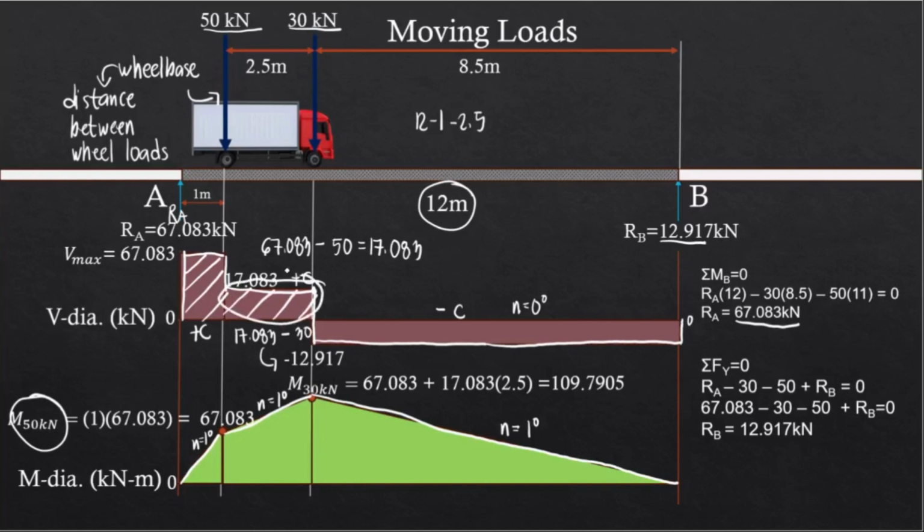Now this area is 17.083 multiplied by 2.5 meters. That's why we have this. And so adding both, we have 109.7905. And so this is the moment under the 30 kN load. Now in analyzing maximum moments, it's usually going to occur directly under our loads. Like for example, for this configuration, the maximum moment occurs under the 30 kN load along this line. So that's what we're going to solve.